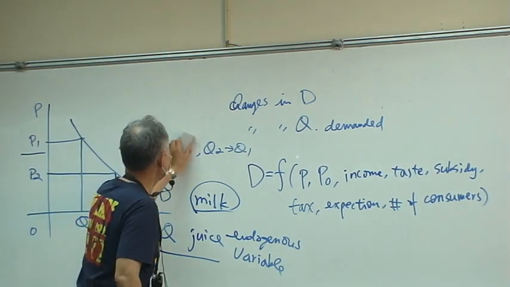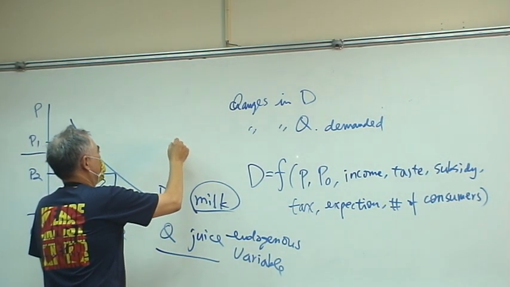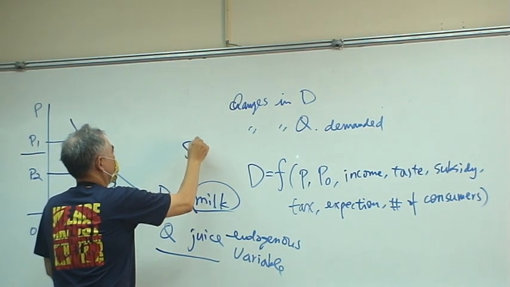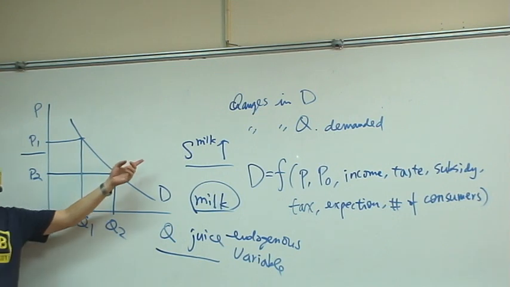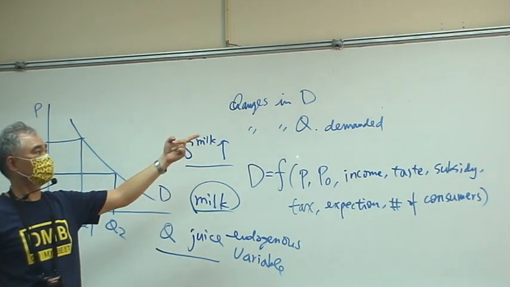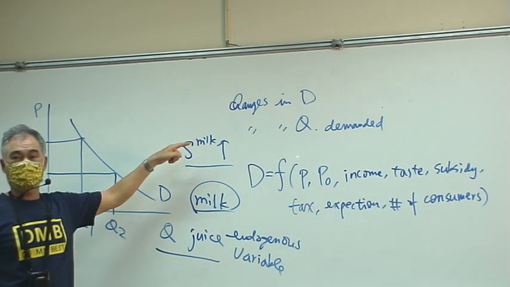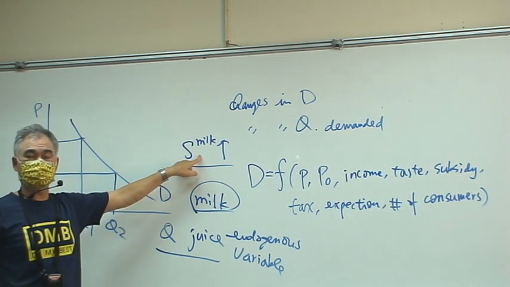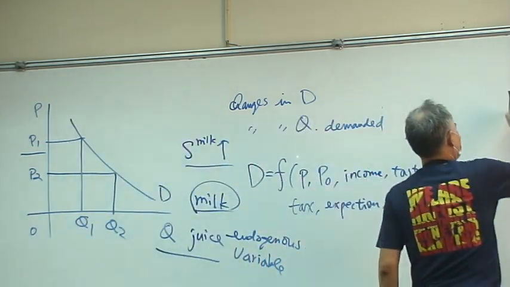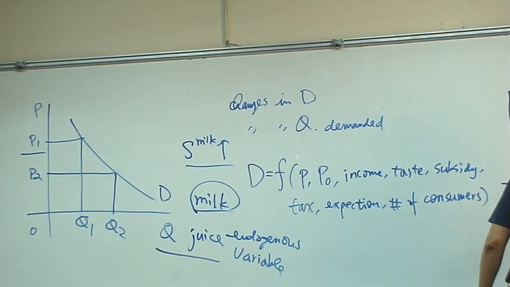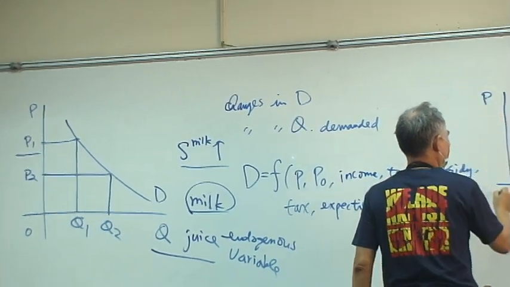So let us say if the production level, okay, so supply of milk goes up, okay, if supply of milk goes up according to the law of supply and demand, right? If the supply of milk increases, the supply curve will shift to the right, okay? So here, again, quantity, here is the market of milk. And here it is the price of milk.